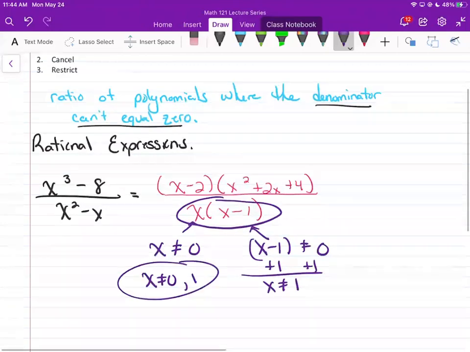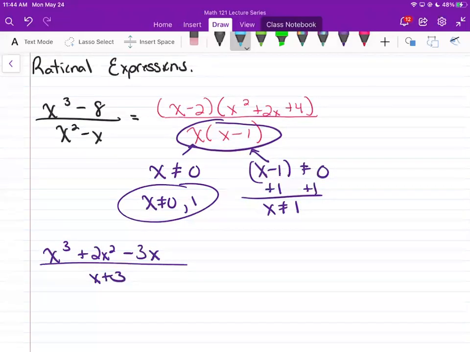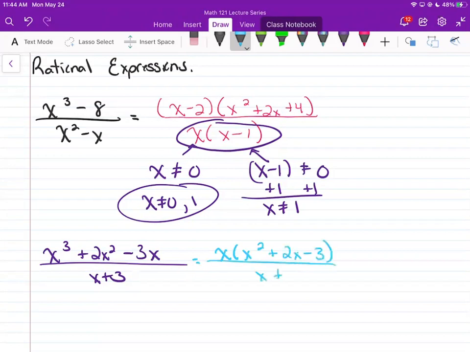As a second example, consider something like x cubed plus 2x squared minus 3x over x plus 3. Again, our steps are factor, cancel, restrict. On the top, when we factor, we always look for a common factor first. Here we can pull out an x, which leaves us with x squared plus 2x minus 3 over x plus 3. Then we have a trinomial.